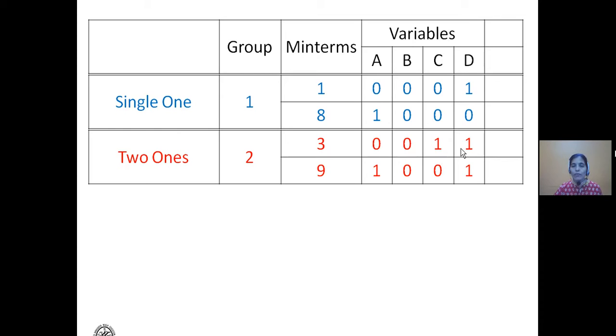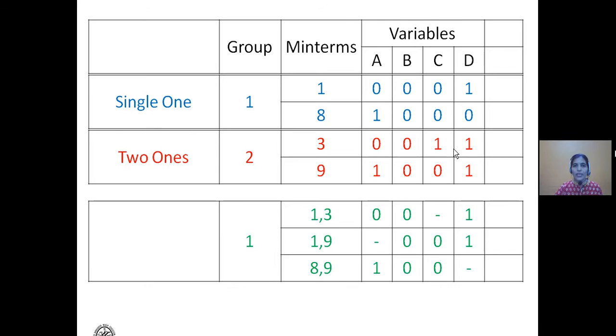So there is only one variable change, which is at C, therefore 1 can be combined with 3 to form a pair. In a similar manner, we could do the other comparisons, and this results in three possible pairs, that is 1, comma 3, 1 with 9, where only A is changing, therefore we put a dash, and 8, comma 9, where D is changing and we put a dash.